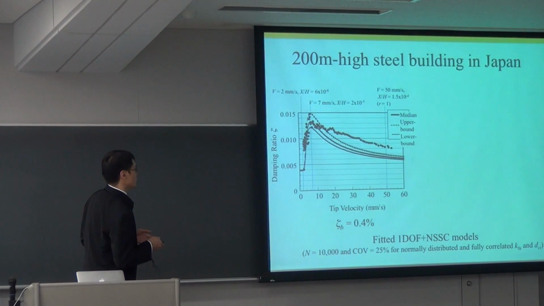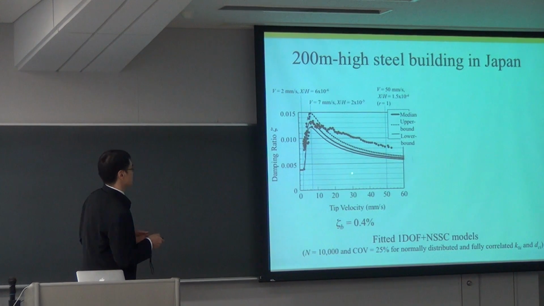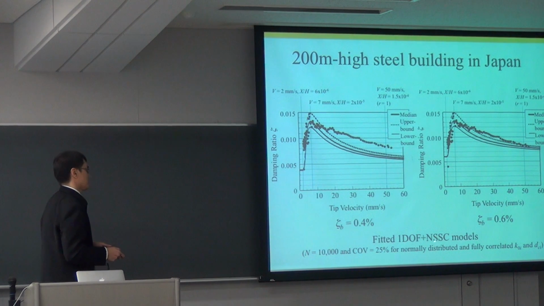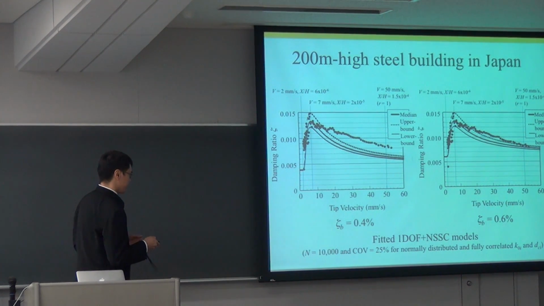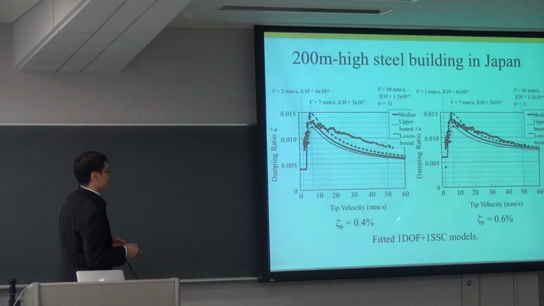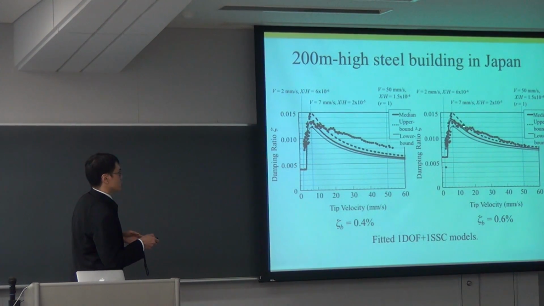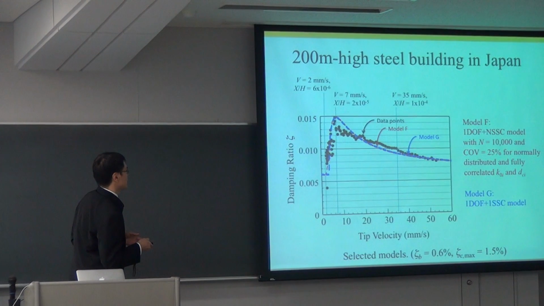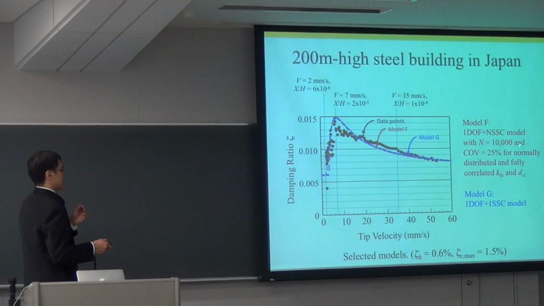I tried to fit some models. The initial models I used show certain baseline damping. From the data, it does not show a very good fit. I just adjusted the baseline damping and I can get a better fit. So this is a multiple stick-slip component model. But in fact, I can also fit a one stick-slip component model. And here you can see it's a sufficient fit. Here is a comparison of the two selected models I used.